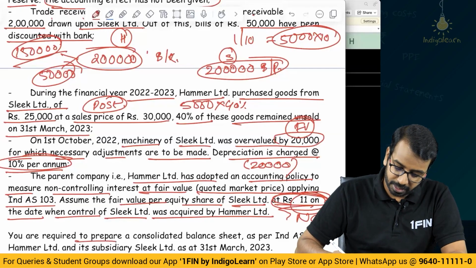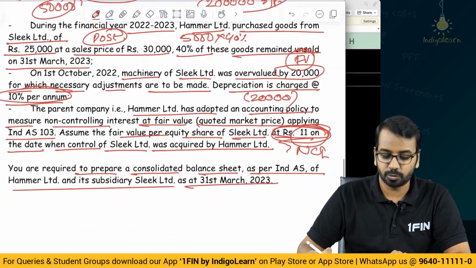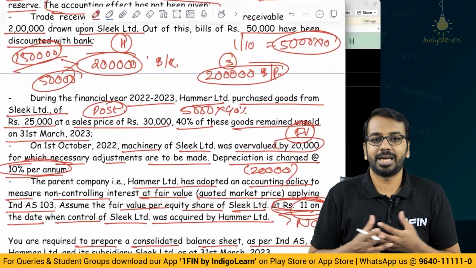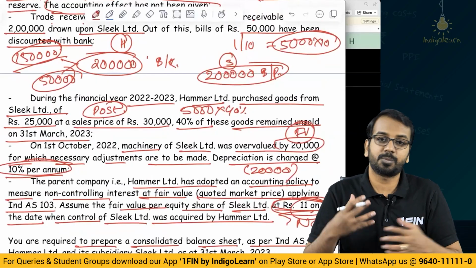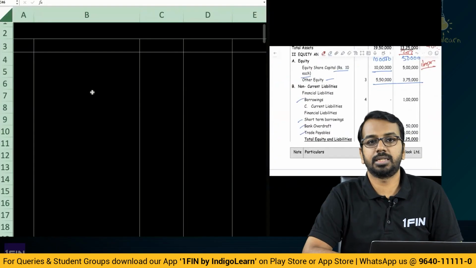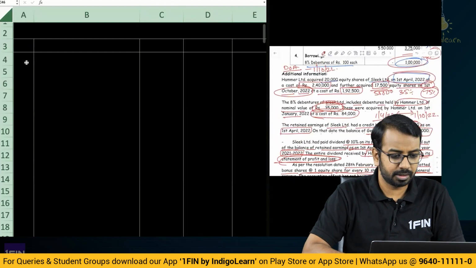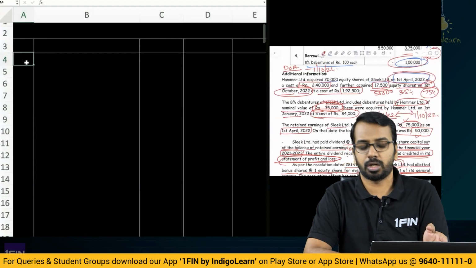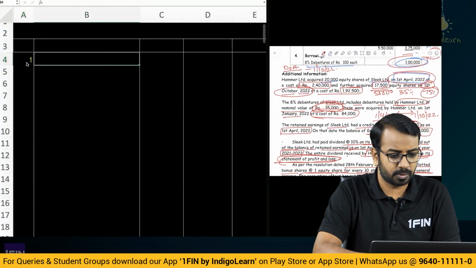You are required to prepare a consolidated balance sheet as per Ind AS, and it's of Hammer and subsidiary Sleek as on 31st March of 2023. Okay. So a lot of adjustments are known adjustments. They are nothing new in terms of adjustment, but the problem happens especially in an examination situation. So now let's have a look at the solution. So first thing, just note down what is the date of consolidation and what is the controlling interest and non-controlling interest, just for reference. In examination, to save time, you can ignore that as well.